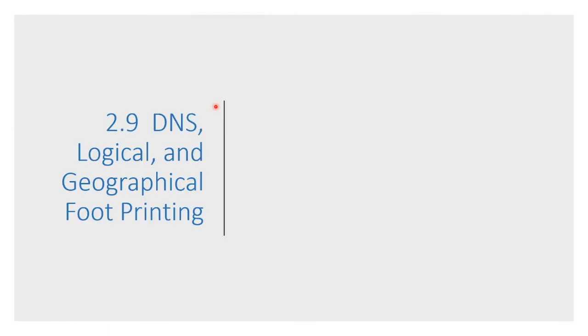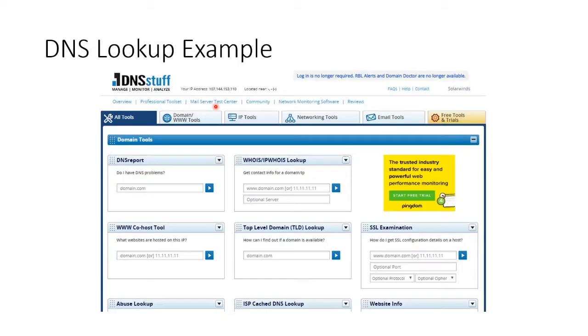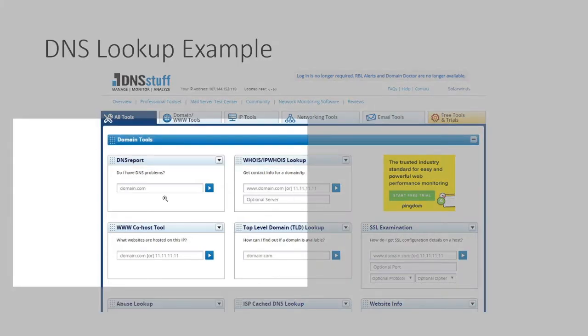We've been looking at people and we've been looking at websites, but what about DNS and locational information? So we can query DNS and we can find out geographically and logically where these people are. So a great tool, and I mentioned it before, is DNS Stuff. It is not just a DNS lookup tool. Let me just zoom in so you can see it a little better here.